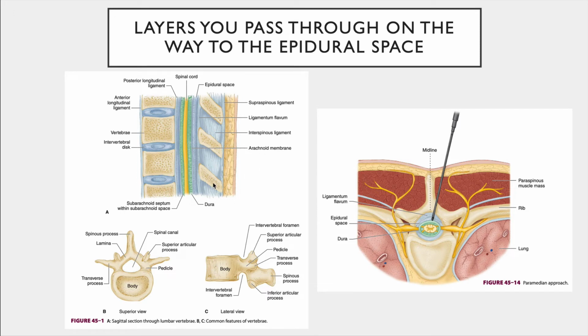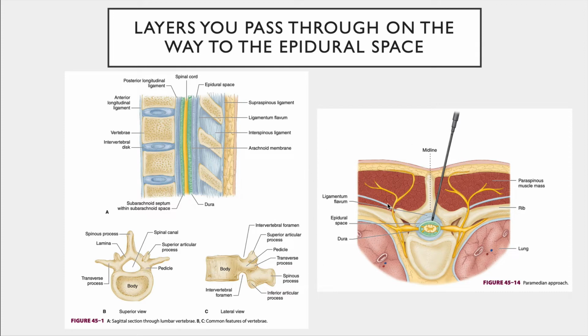So what are the layers that you pass through on the way to the epidural space? This is a really nice picture from Morgan and Mikhail's that shows that as the needle pierces, if you're going the midline approach, you will go through the skin, subcutaneous tissue, the supraspinous ligament, the interspinous ligament here, all the way into the ligamentum flavum, at which point you would enter the epidural space as you just passed through that.